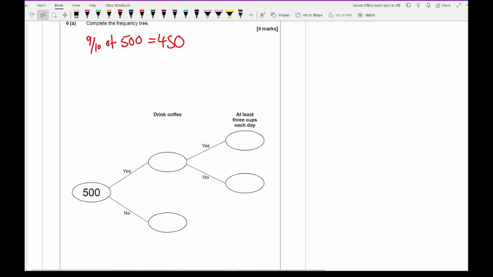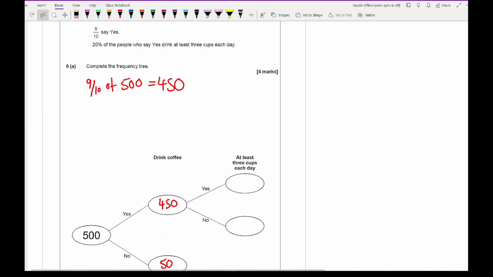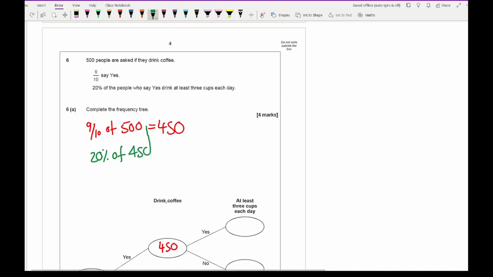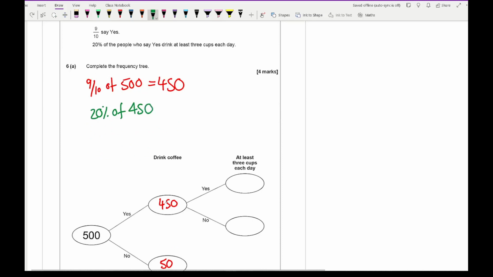That means then this. Next thing I then do, it says that 20% of people who said yes drink at least 3 cups. So I then need to work out what 20% of 450. 10% of 450 is 45, so 20% is going to be 90.